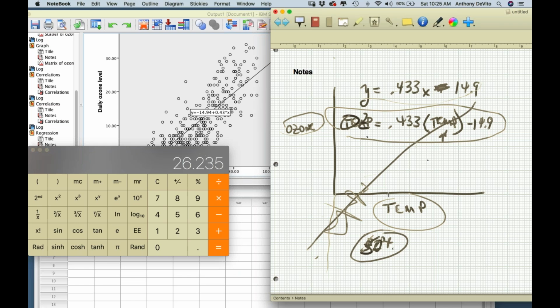Okay, so we would use that formula, right? Remember, temperature in this case is our independent variable or predictor variable, and ozone is our dependent or predicted variable, the one that we want to predict.